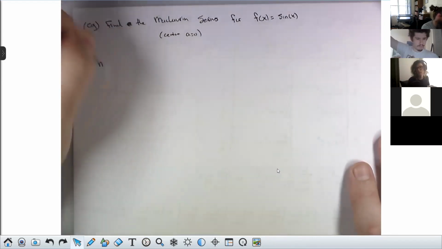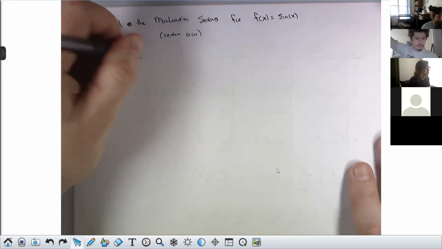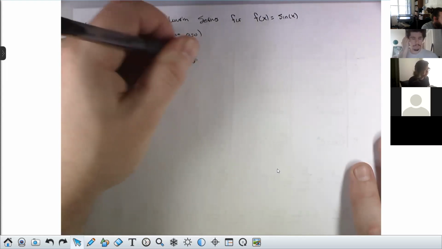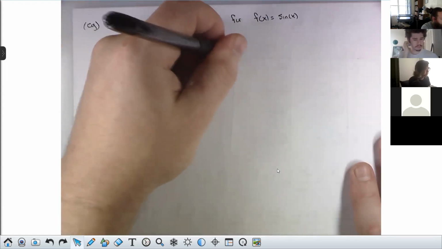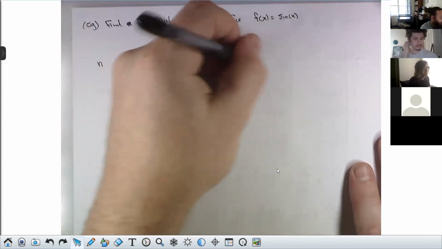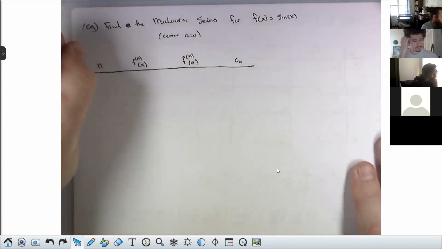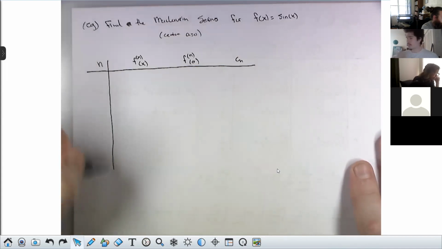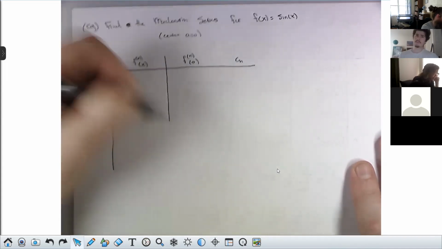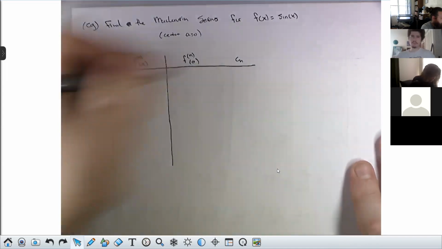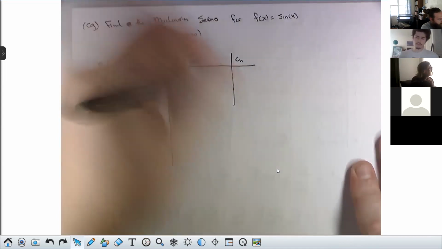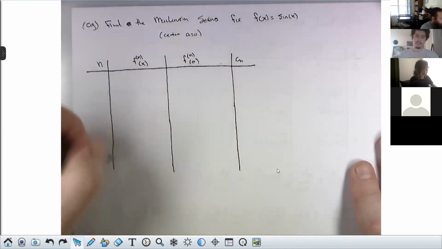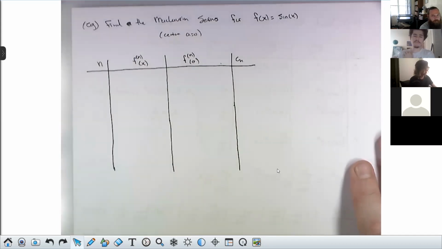All right, so we make our table. The nth derivative of f, the nth derivative of f evaluated at the center, and Cn, which is 1 over that thing factorial. Give yourself lots of space. Some of these are worse than others. This one has a challenge to it. It's not as straightforward as the last one, but it's not bad.